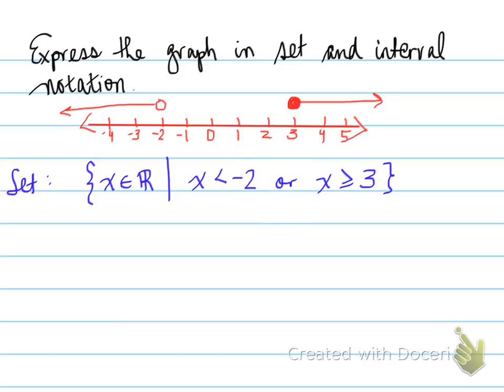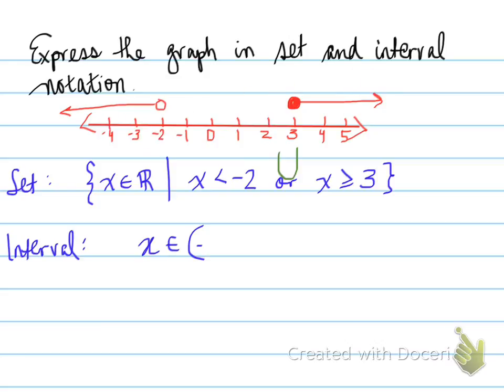Or is an English word, not necessarily understood around the world. So sometimes what we place instead of or is the symbol U, which means this piece or this piece is happening on the same graph. You cannot write two separate set notations because, again, it expresses one graph.